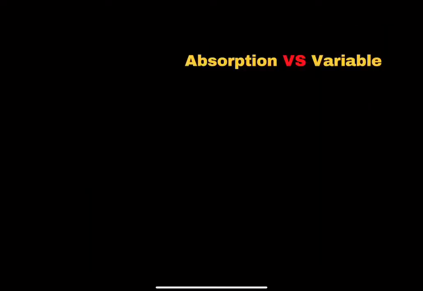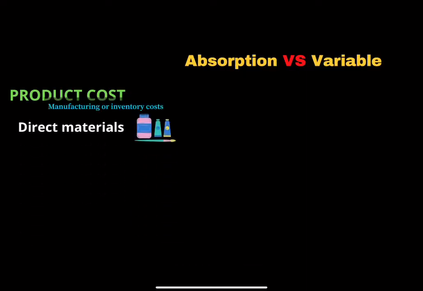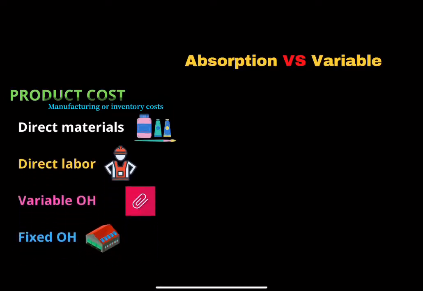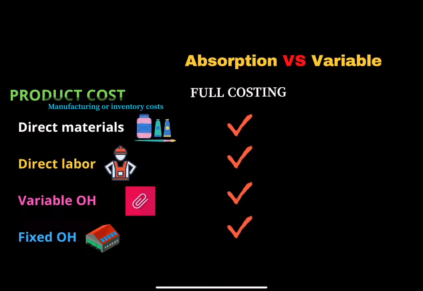The main difference between these two costing methods lies on the components of product cost, which are sometimes called manufacturing cost or inventory cost. The components are direct materials, direct labor, variable overhead, and fixed overhead cost. Under absorption costing, all these costs, direct materials, direct labor, variable, and fixed overhead cost, are treated as product costs. This is why it is also known as the full costing method.